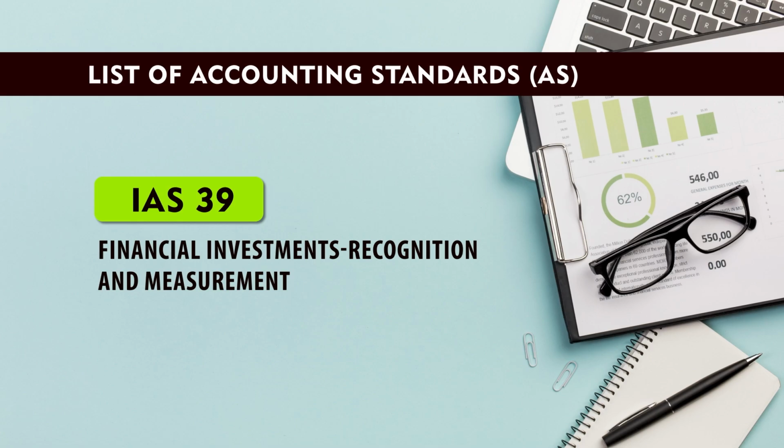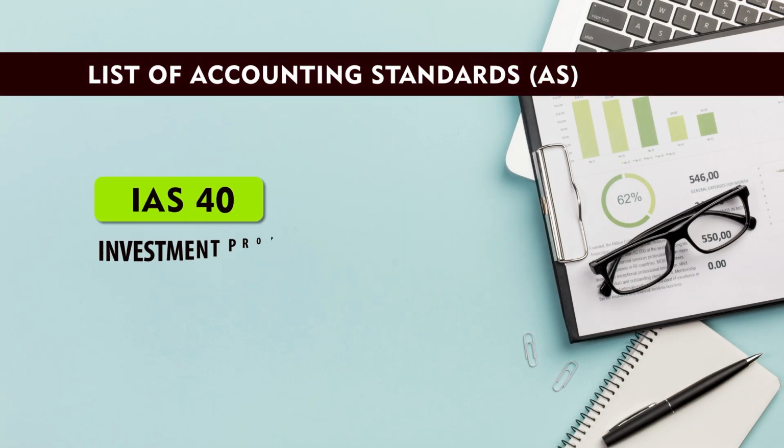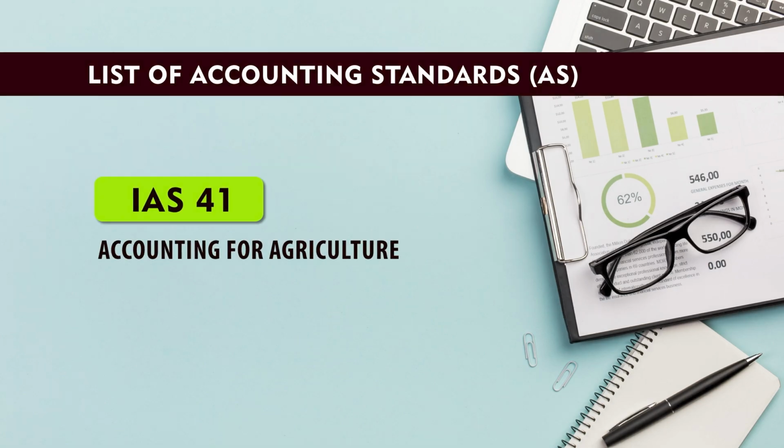IAS 39. So IAS 39 stands for financial instruments, recognition and measurement. Then IAS 40. So IAS 40 stands for investment property. Then the next one is IAS 41. So IAS 41 stands for accounting for agriculture.